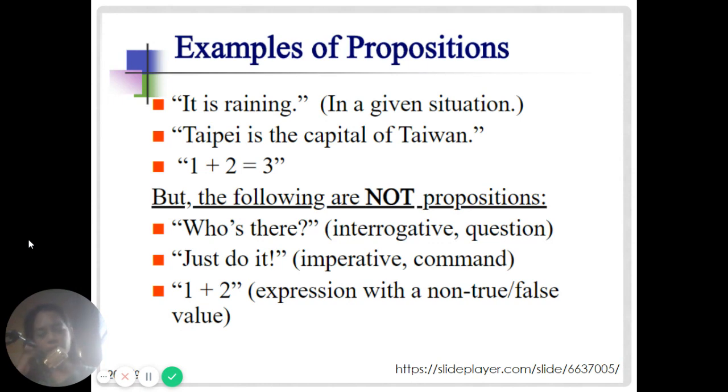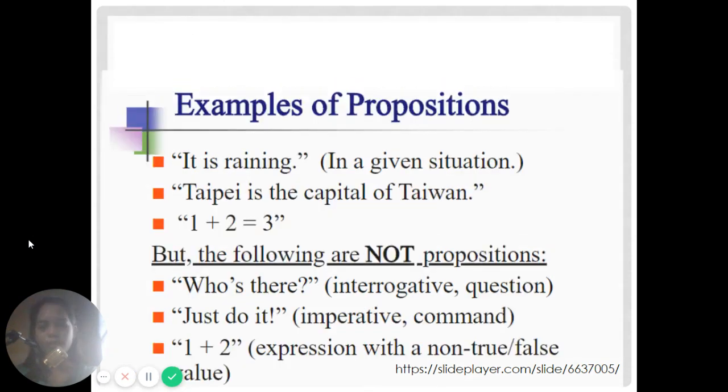Now I have here examples that are not propositions. Let's say, "Who's there?" This is an interrogative sentence or a question, so it's not a proposition. Another is "Just do it." It's a command, or imperative statement, so it's not a proposition. The last one, "1 plus 2," is an expression with a non-true, non-false value.